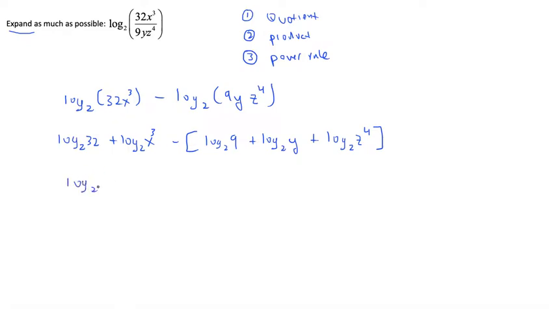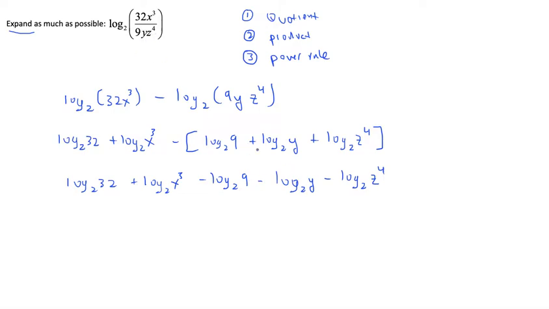So log base 2 of 32 plus log base 2 of x cubed minus log base 2 of 9 minus log base 2 of y minus log base 2 of z to the fourth power. Okay? Hopefully you recognize one thing here, right? You see how this is a positive log? This is positive. This log is also positive. These are all negatives, right? Notice any positive log, that term ended up in the numerator, and any negative log, okay, these terms ended up in the denominator. And that's very important, right?